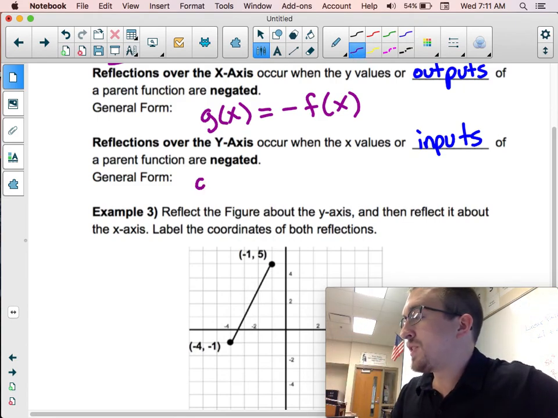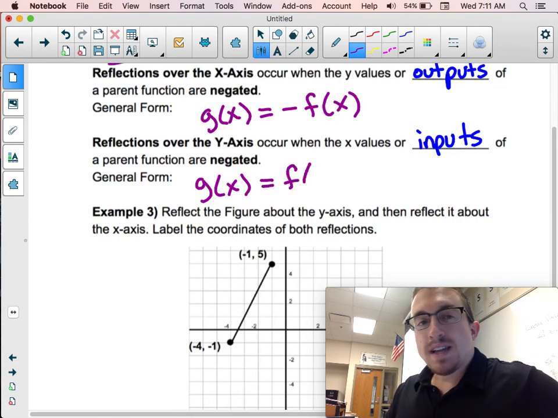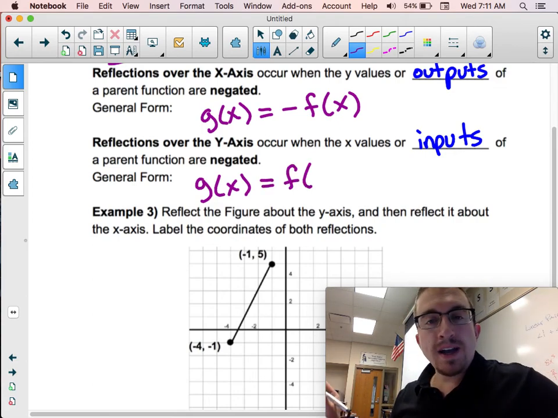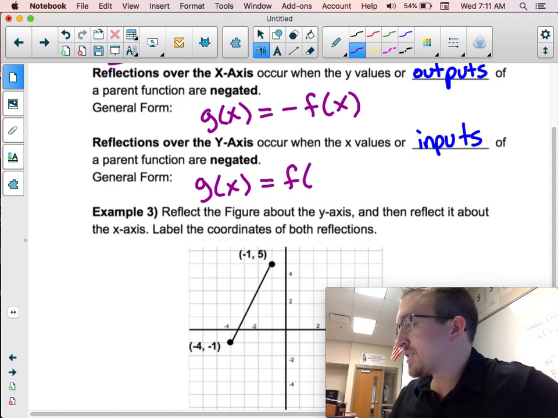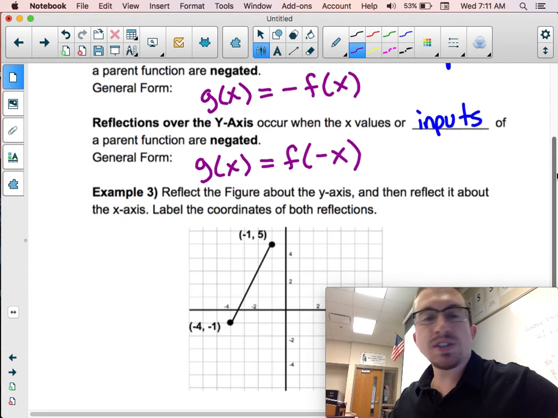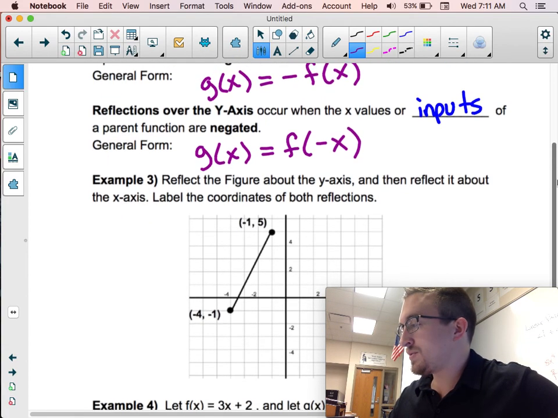And the general form of this, I know this looks very similar, but it's not. It's an important difference. You'll find just your input value, your x, however many times x occurs in your function, and you'll stick a negative sign right there inside the parentheses with x. This just negates your input values.